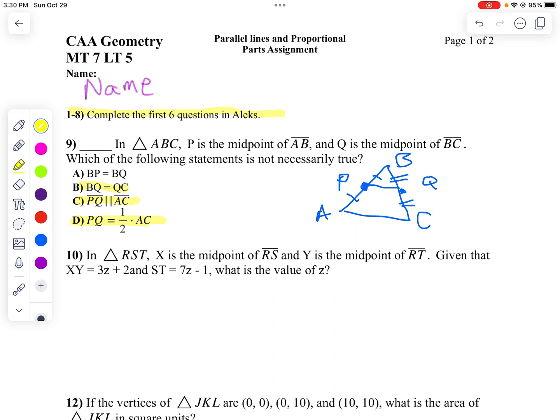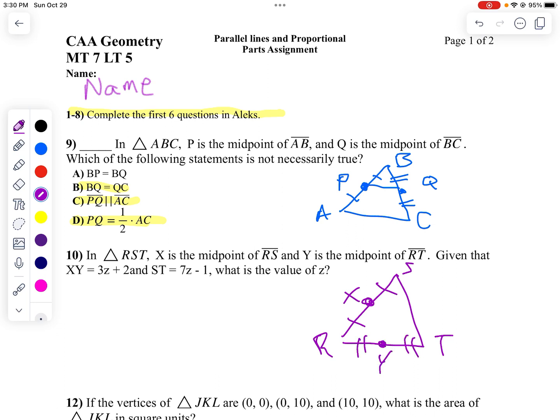Let's take a look at number 10. And we'll kind of go through that same thing again. We have our triangle RST. Notice, draw a picture on each of these. X is the midpoint of RS. So here's X. And Y is the midpoint of RT. And I'm guessing we're going to connect those.